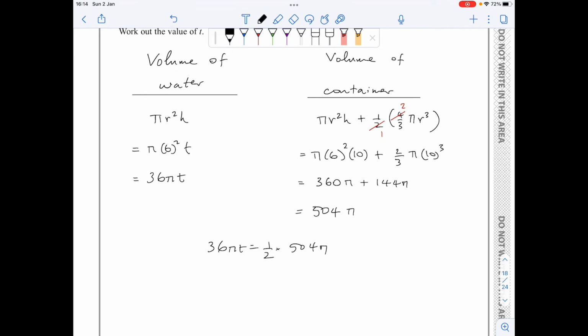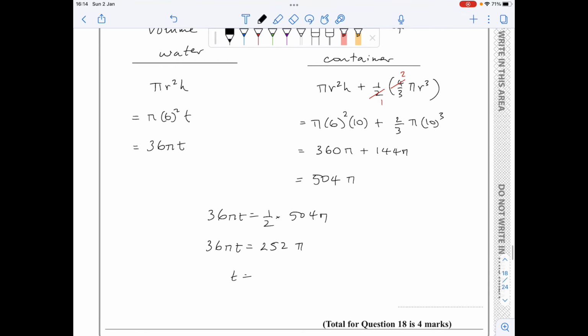Now, as given by the highlighted statement, the volume of the water is equal to half the volume of the container. Let's simplify this one. 36 pi t is equal to 252 pi. So t is equal to 252 pi over 36 pi, which gives me exactly 7.